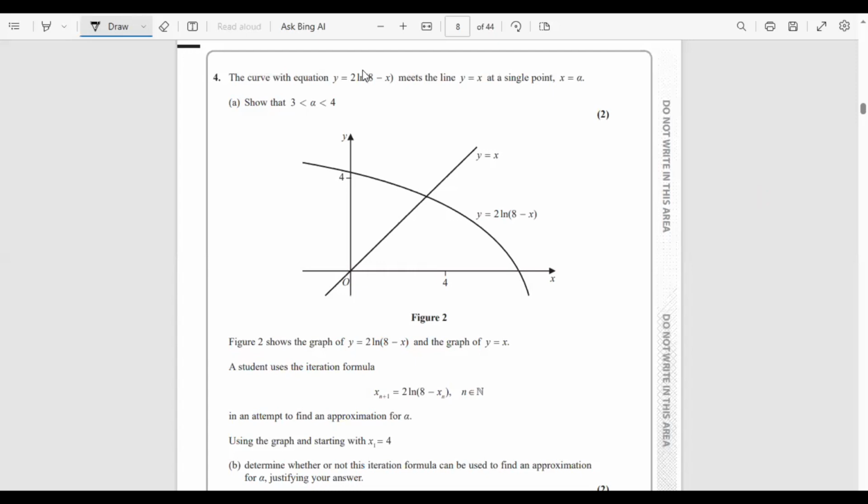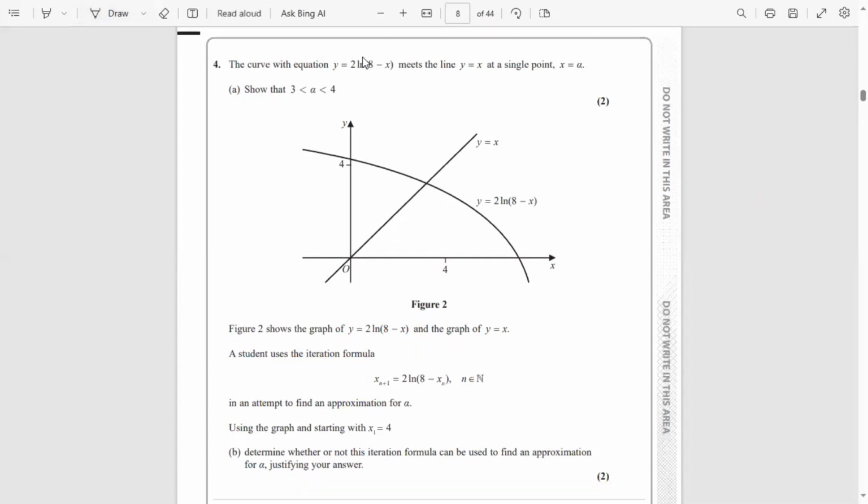So we have a curve with the equation y equals 2 ln(8 minus x). And we've also got the straight line y equals x, and they meet at the point x equals a. So we've got this point of intersection on the graph that they've sketched for us, at a. The first part of the question says show that a is between 3 and 4. We can see that it's less than 4 just by looking at the graph, but we want to show that it's between 3 and 4.